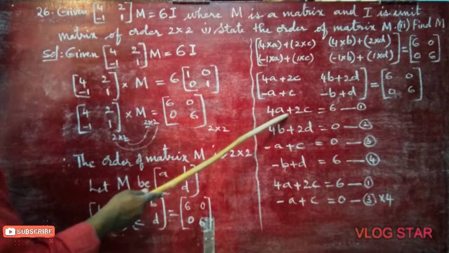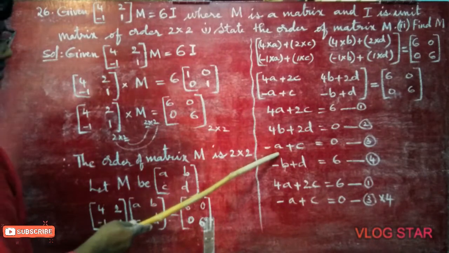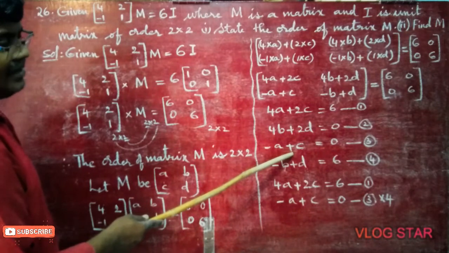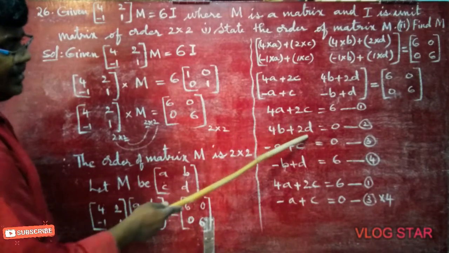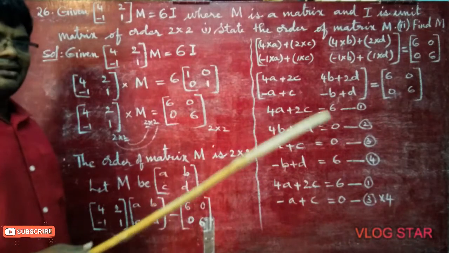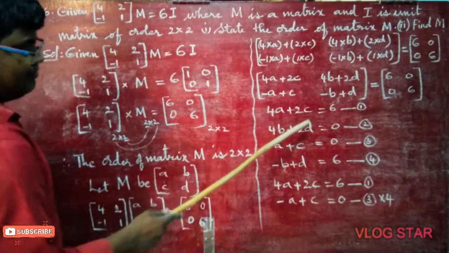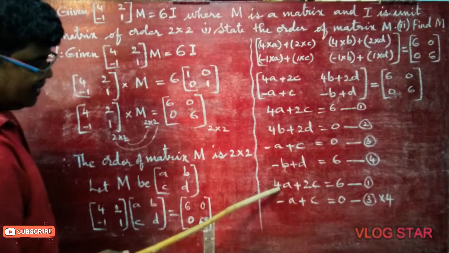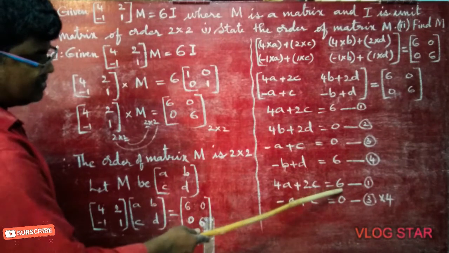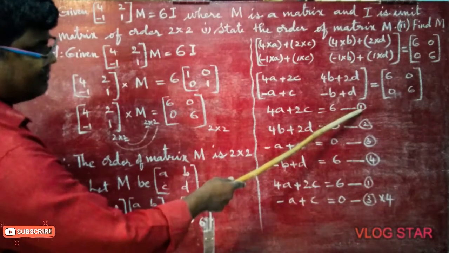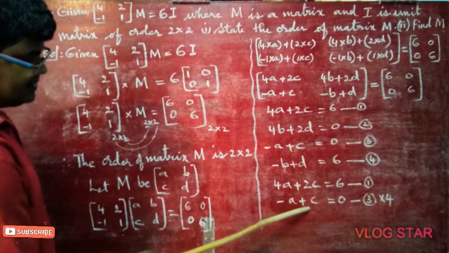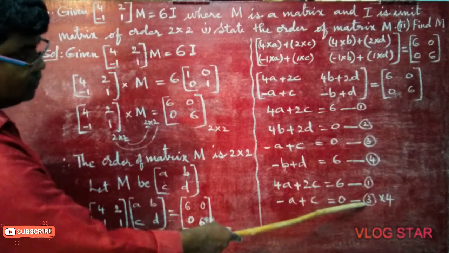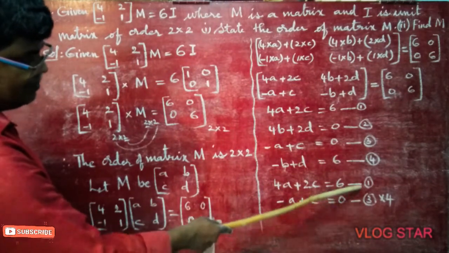Now you are selecting A, C, and the combination of A, C you have to take. These two are simultaneous equations with A, C variables. You can't solve A, C with B, D; A, C, B, D won't work here. Are you able to follow? A, C with A, C. Understood? That's why I am taking these two equations. 4A plus 2C is equal to 6, this is equation number 1. Minus A plus C is equal to 0, this is equation number 3, not 2. Third equation. These two I am combining and solving.